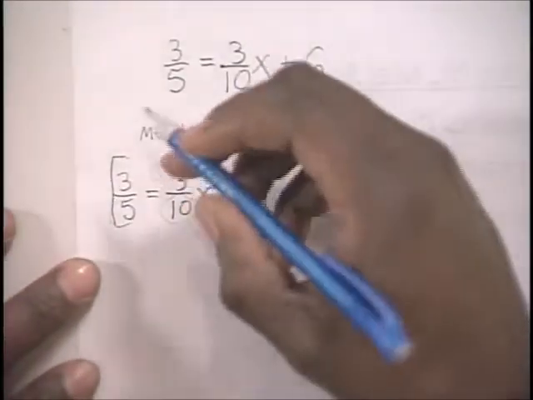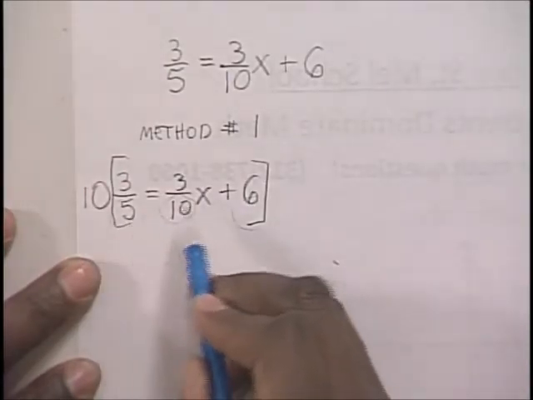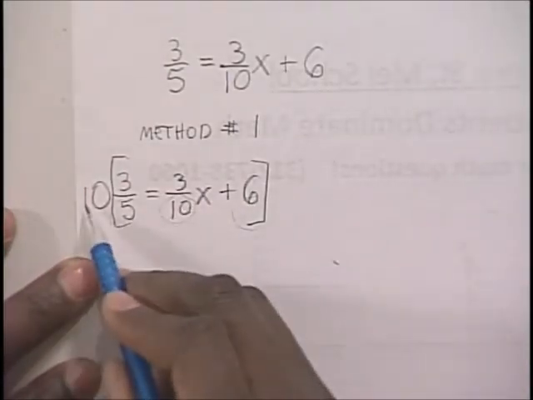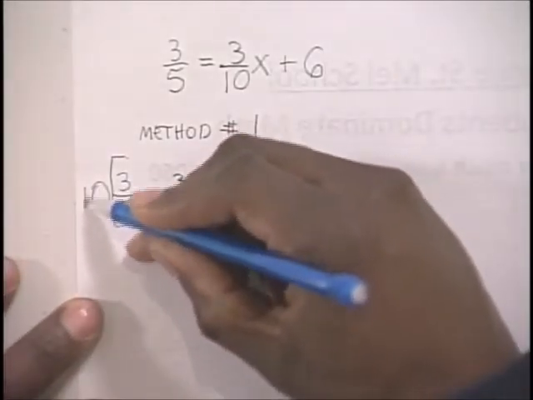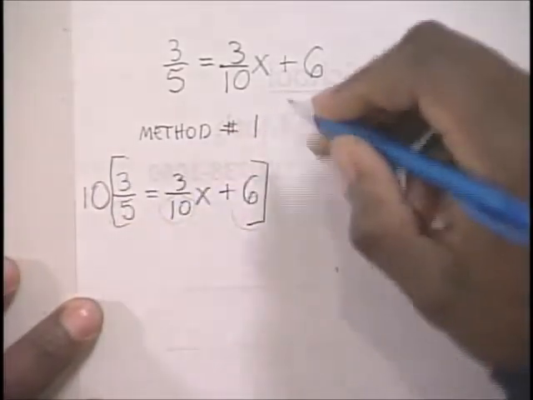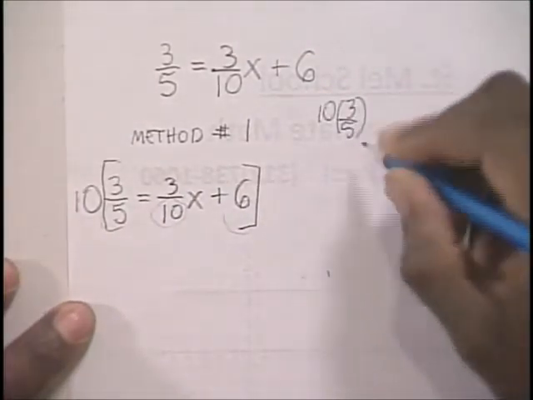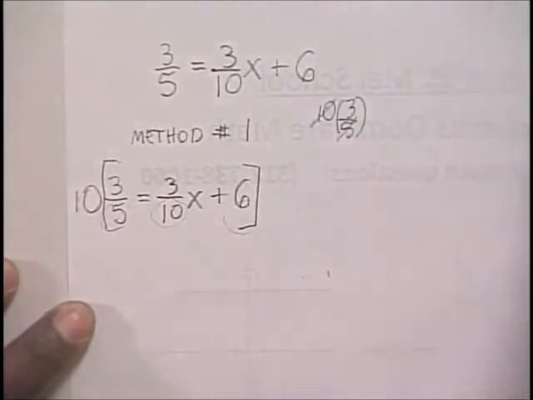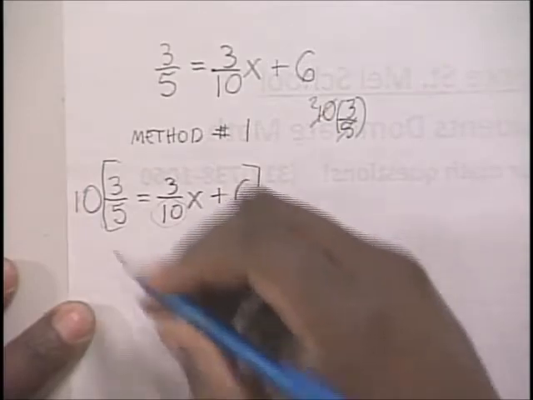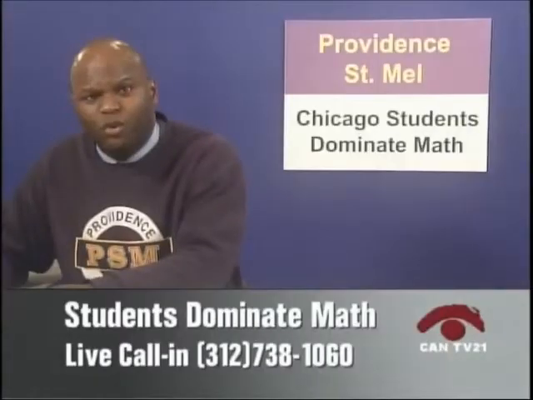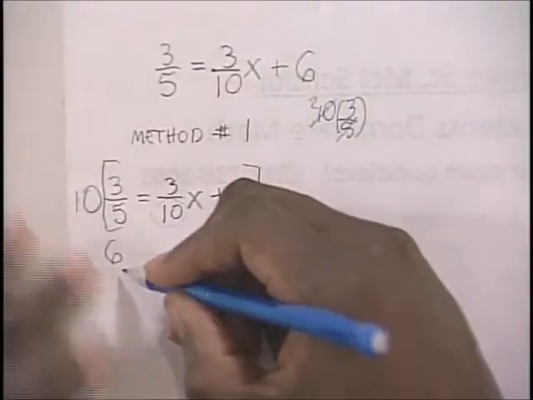The least common denominator between a 5 and a 10 is a 10. That's the least common denominator. So let's multiply this 10 times 3/5. All right, let's do it over here. 10 times 3/5. The 5 would cancel with the 10, and you get a 2. Okay, so you multiply those, and you get 6. Are you still with me, caller? Yeah. All right. Do you have any questions on what I did?